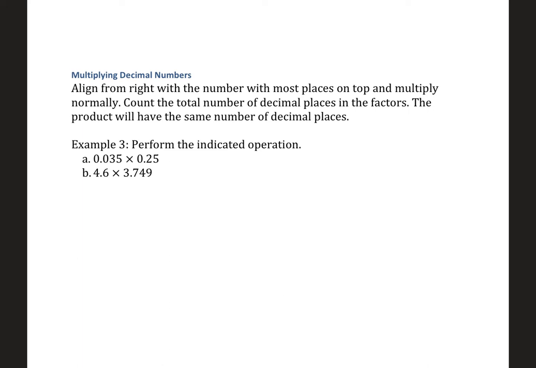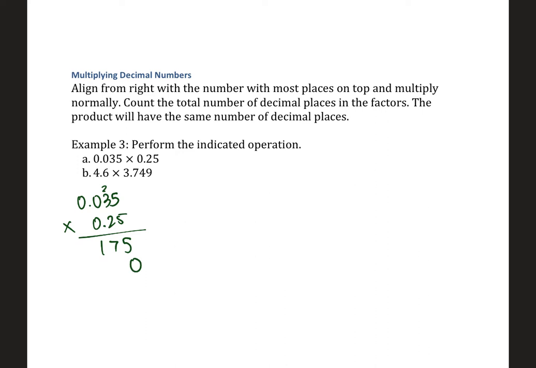0.035 times 0.25. I'm going to put the one with more digits on the top, so 0.035 times 0.25. I don't even really care about the decimal places right now. I'm just multiplying normally. 5 times 5 is 25. 5 times 3 is 15, plus 2 is 17. You can put the zeros there if you want, it doesn't really matter.